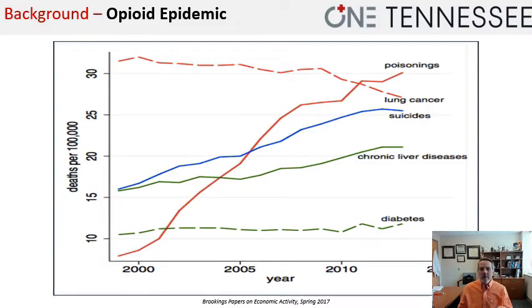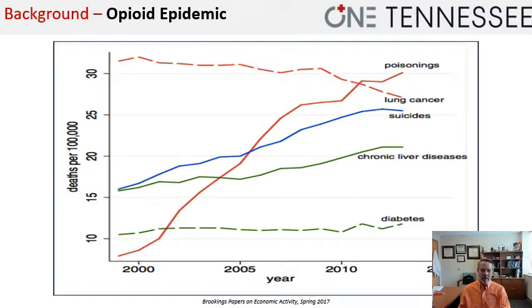Taking a look at what's driving our death rate, when you look at this, we're doing pretty good with the treatment of chronic disease states. We're doing great with cancer treatment, specifically lung cancer. We're seeing a really great decline there. Suicides have ticked down. Chronic liver disease has leveled off. Diabetes has remained relatively consistent. But when you look at this, poisonings are driving our death rate.